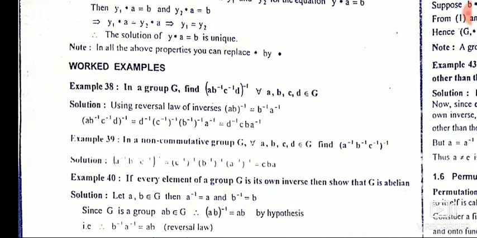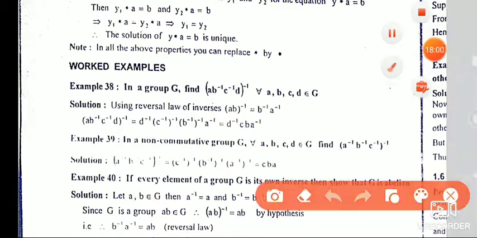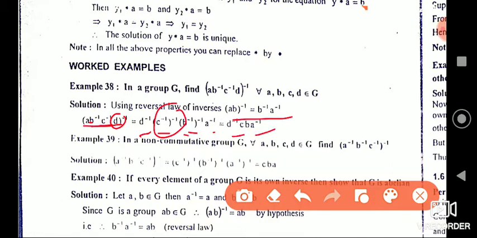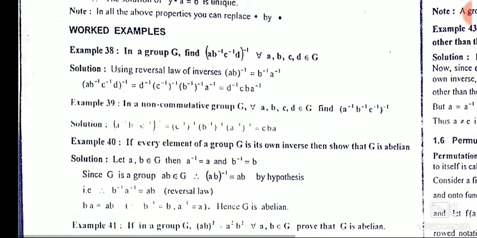So (A, B inverse, C inverse, D) whole inverse will be, see they used here, take the last element to first, so D inverse, then the next term C inverse whole inverse, next B inverse whole inverse, then A inverse. What is inverse of inverse? That is the same element, so C and B. So that is the answer, D inverse C B A inverse. For better understanding, just go through all the identities or properties I did before, you'll understand better.